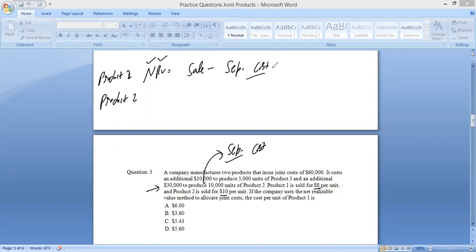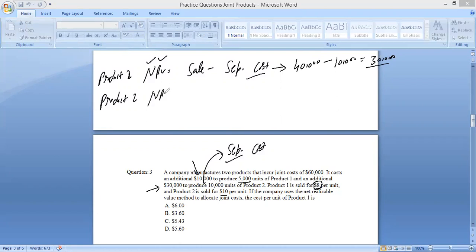So let us first calculate the NRV for the first product. For product 1, the sales price is $8, and we are producing 5,000 units. Correct? 5 into 8, students, we will have the answer. The sales value you will get is 40,000, and the separable cost is 10,000. So 30,000 is the NRV for product 1.